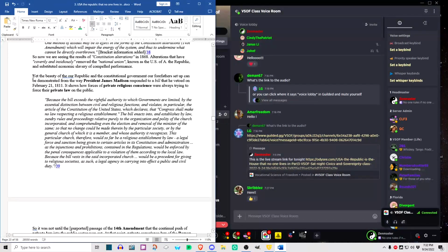Yet the beauty of our Republic and the constitutional government our forefathers set up can be demonstrated from the way President James Madison responded to a bill that he vetoed on February 21st, 1811. It shows how forces of private religious conscience were always trying to force their private law on the public. And again, just to remind everyone that this private religious conscience, this is the cult of Rome. This is what they've been doing for thousands of years. It's what ecclesiastical jurisdiction is. And by the way, probate is an aspect of ecclesiastical jurisdiction.